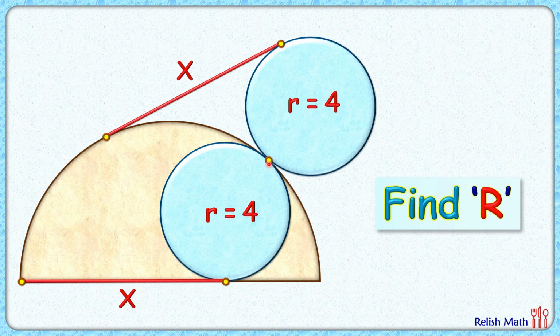This is an interesting question. Given are two blue circles with radius 4 cm and this brown semicircle. All three circles are touching at one common point. The length of this red tangent and this red line segment are equal. The exciting part is, with this limited data, can you find the radius of this brown semicircle?